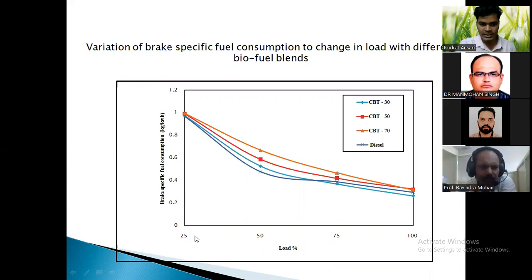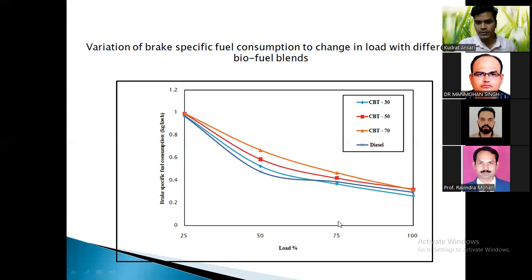But when the load increases from 25 to 50, 75 and 100%, we can see that at 50% load there is a minimum fuel consumption for natural diesel. This is natural diesel having the lowest fuel consumption up to 50% load. But as the load increases to 75 and 100%, we can finally see that CBT 30, which has the 30% blend of corn oil, has the lowest fuel consumption compared to all of them.